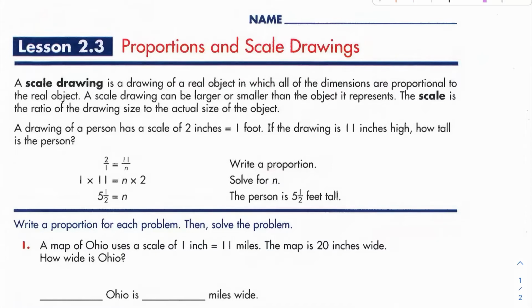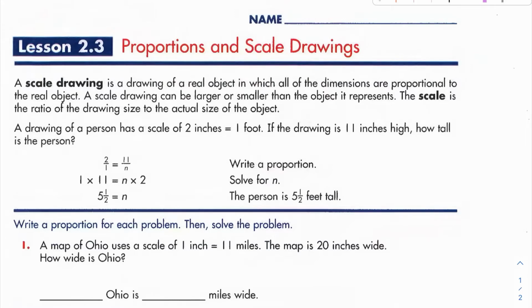So the sheet says a scale drawing is a drawing of a real object in which all of the dimensions are proportional to the real object. A scale drawing can be larger or smaller than the object it represents. The scale is the ratio of the drawing size to the actual size of the object. Now we have an example.